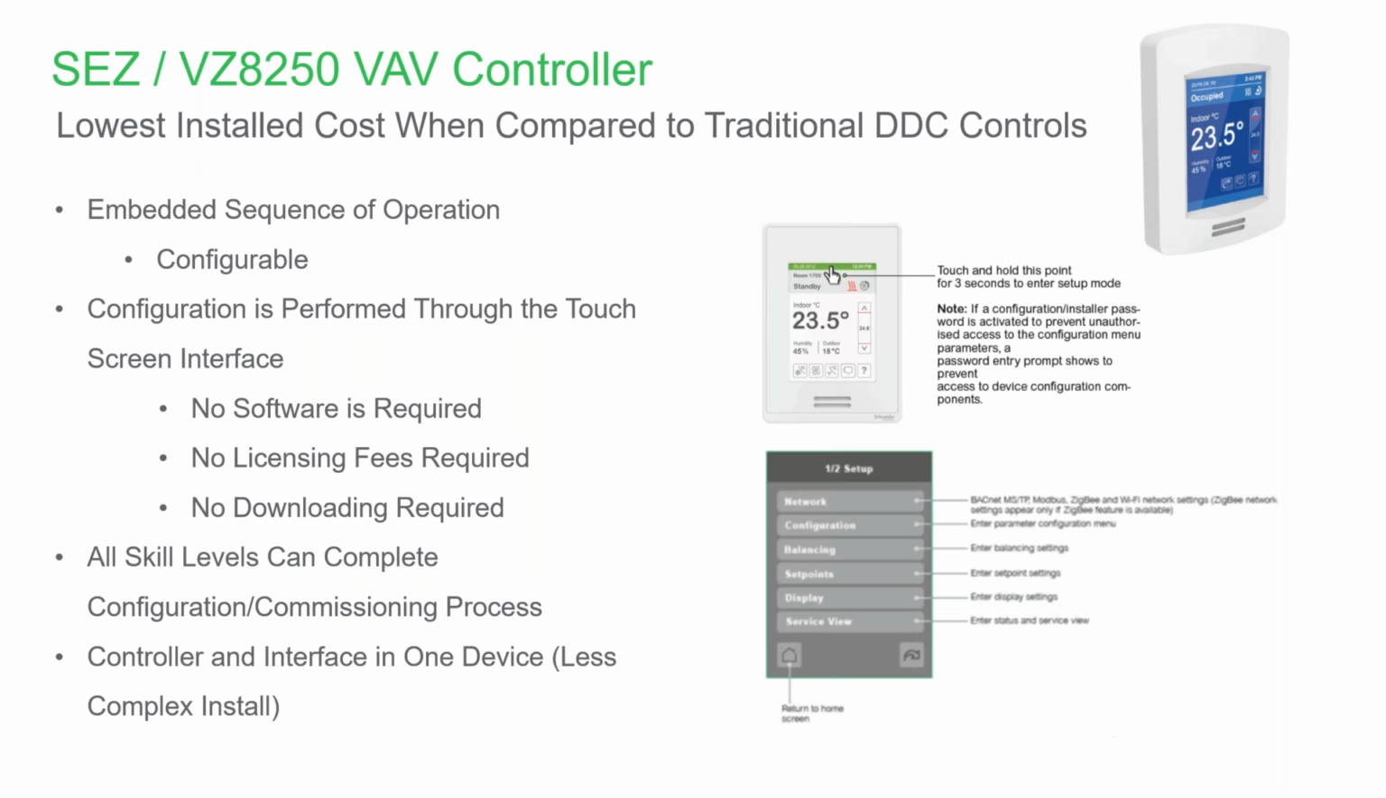So again, no software, no licensing, there's no downloads that are required. You quite literally pull it out of the box, put it on the wall, wire it up, and everything that you would need to do would be configured through the various screens on it. And in this example, it's showing one of two setup screens, which happens to be the default screen. And you can kind of see there's a configuration menu, as well as balancing for the air balancer, set points and displays. And there's other screens as well, but that's just a quick example of some of the things that are in there.